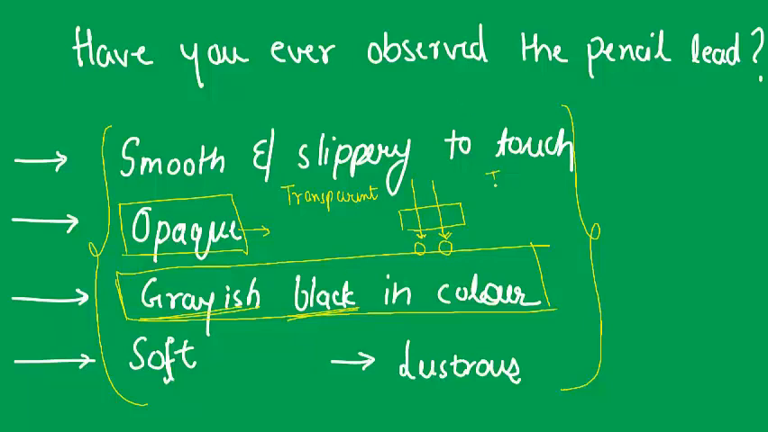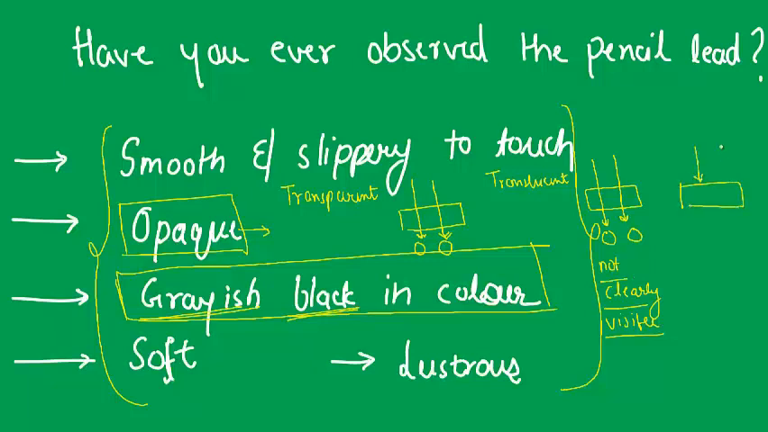The second one is the translucent substance. Now what is a translucent substance? They allow the light to pass through them, but objects on the other side are not clearly visible. If we talk about opaque substances, they do not allow the light to pass through them. So your pencil lead is an opaque substance.